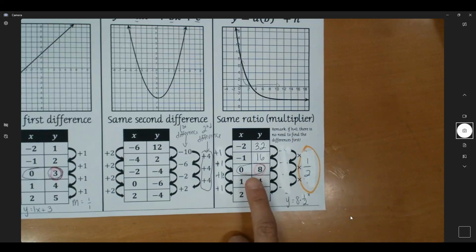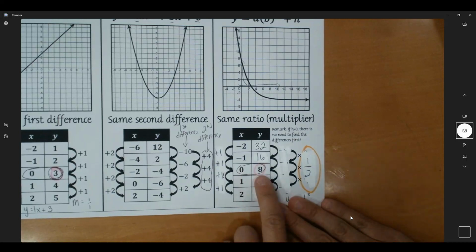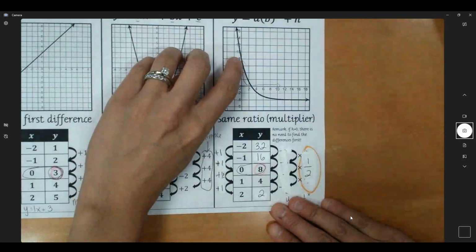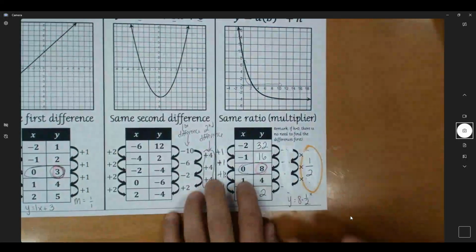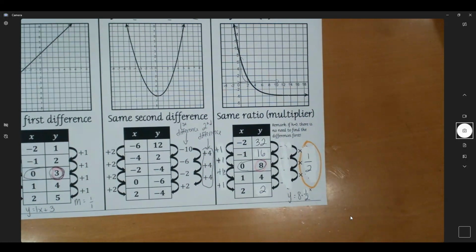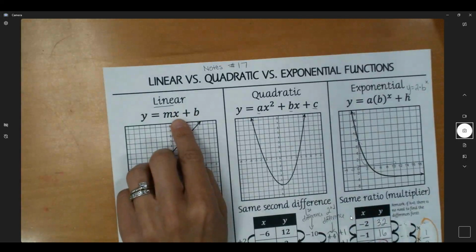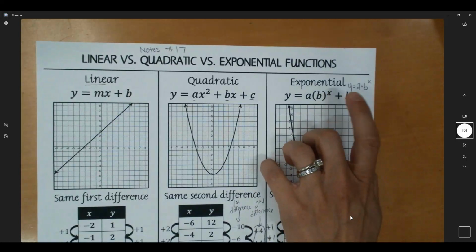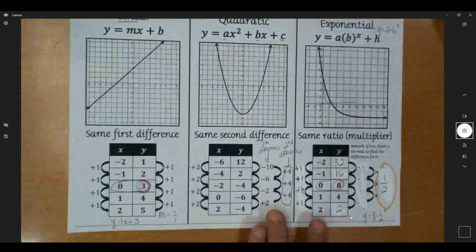Okay, and then our y-intercept again is across from the 0, so that's going to be 8. And you can see in the graph too, it goes through 8. So write it y equals our y-intercept first. So 8 times the thing we're multiplying by, 1/2 to the x power. So the main difference between linear and exponential is linear has no exponent, and exponential has an exponent of x, always an exponent of x.